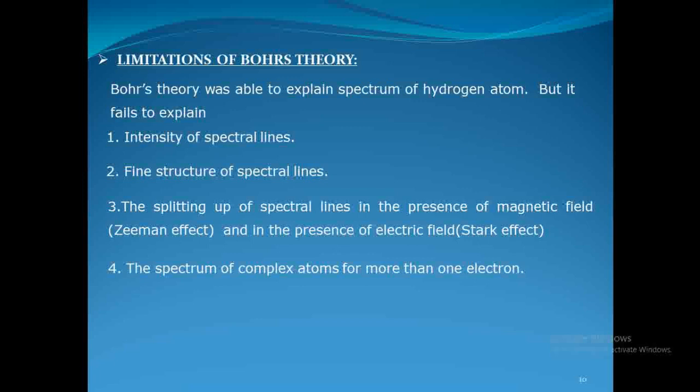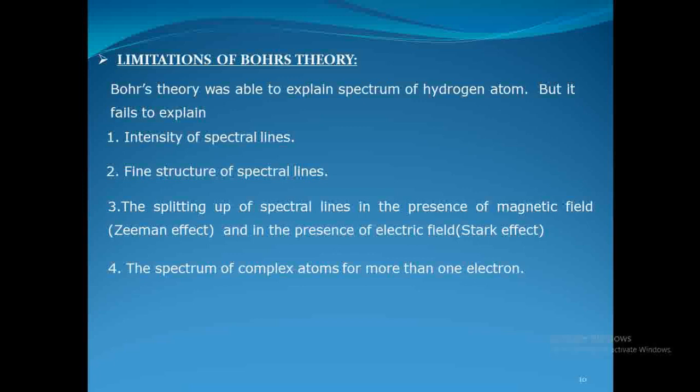So any atom that consists of only one electron revolving around the nucleus, we call it a hydrogen-like atom. But if you see the increasing order of the atomic number, we can see that there is more than one electron revolving around the nucleus. For example, sodium with atomic number 11, or carbon, oxygen, have more electrons revolving around the nucleus.